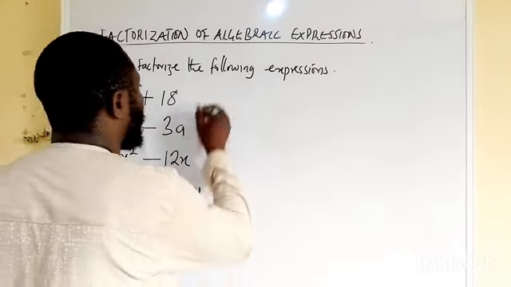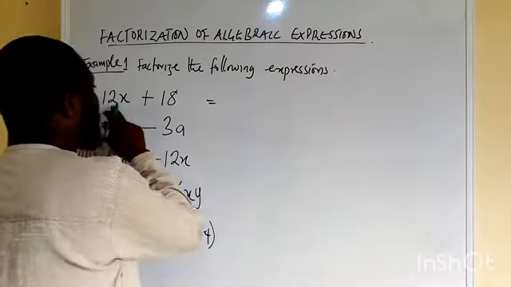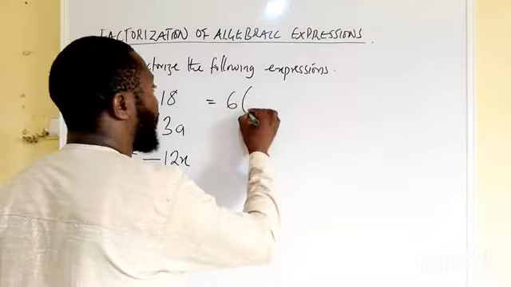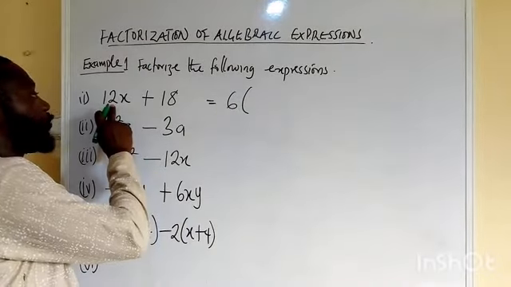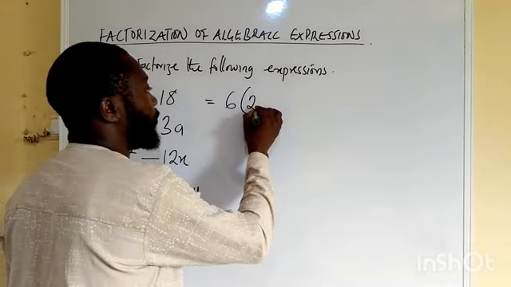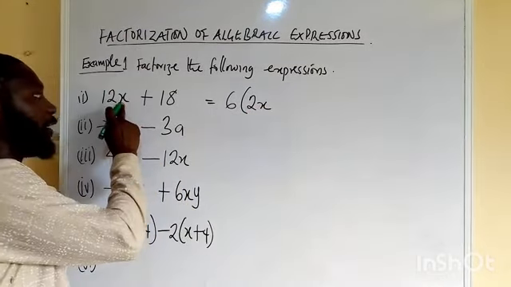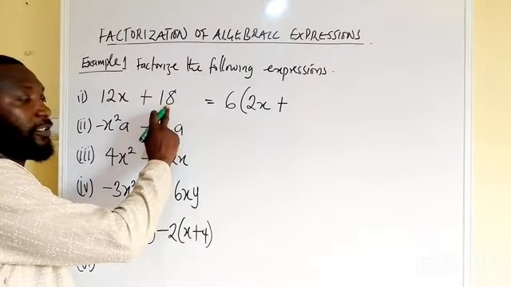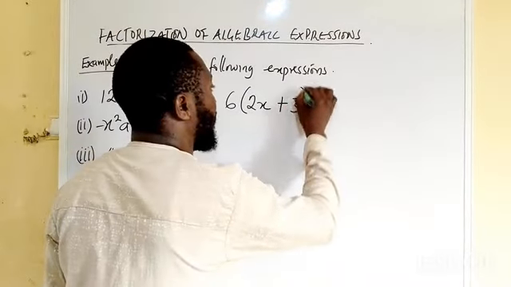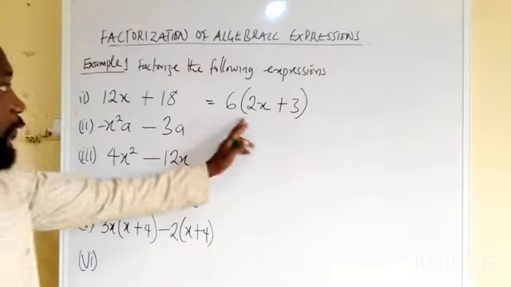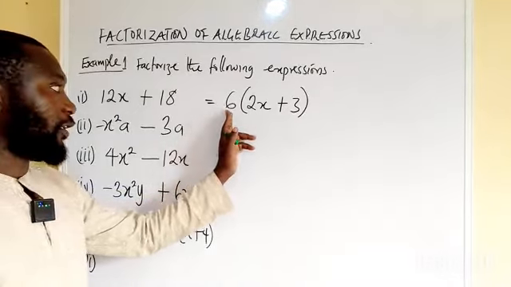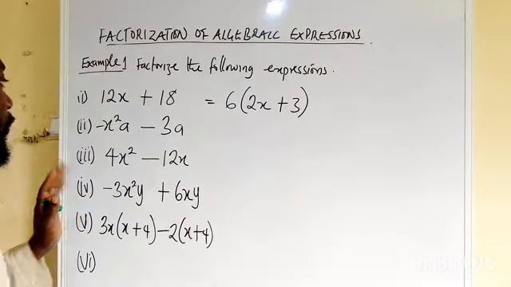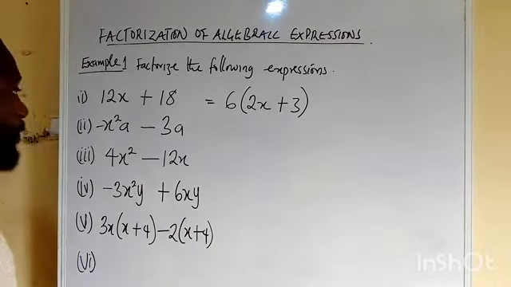So it simply means, since 6 can divide both, you have 6 outside, then you open the bracket. How many 6 goes in 12? That is 2. Then you write x, because 6 cannot divide the x. Plus, how many 6 goes in 18? That is 3. And we can see now that we have a product of two expressions. We have 6 and 2x plus 3. So this is done. We are done with factorization of this.